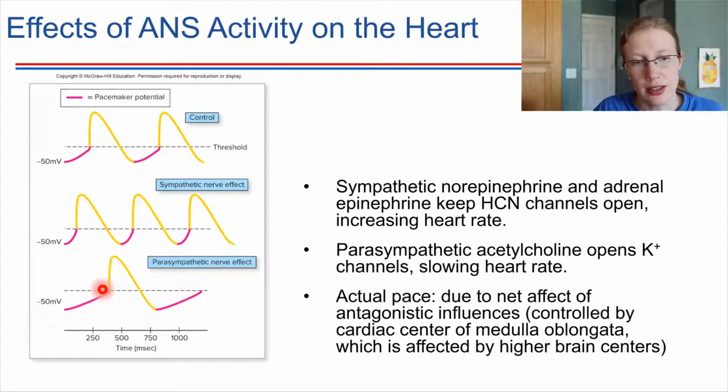So it elongates this section of the graph, and as a result of that, spreads out the heartbeats. So that's the nervous system influencing heart rate. There are some things that influence stroke volume as well. Let's take a look at some of those.